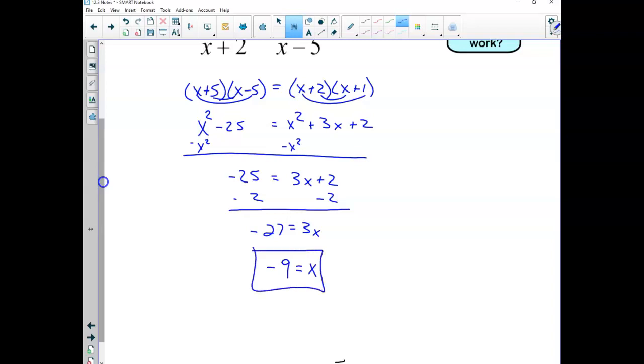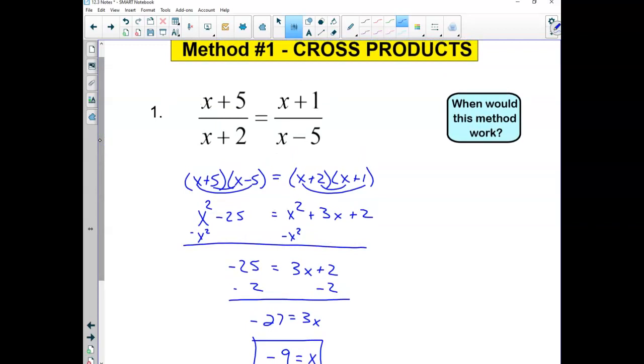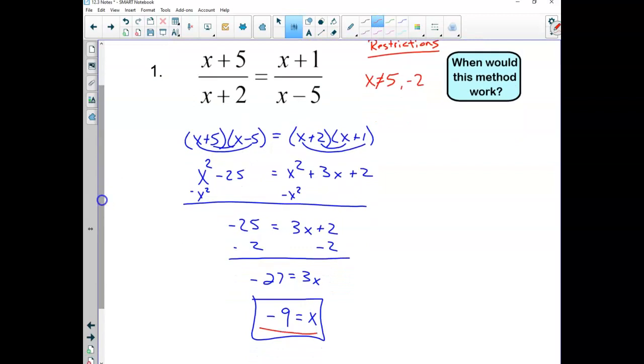Is that my solution? Well, please don't forget, in the beginning here, I know I have restrictions. And my restrictions are x can never equal 5 or -2. And because the answer I got here is not in my restriction list, x equals -9 is my solution, okay?